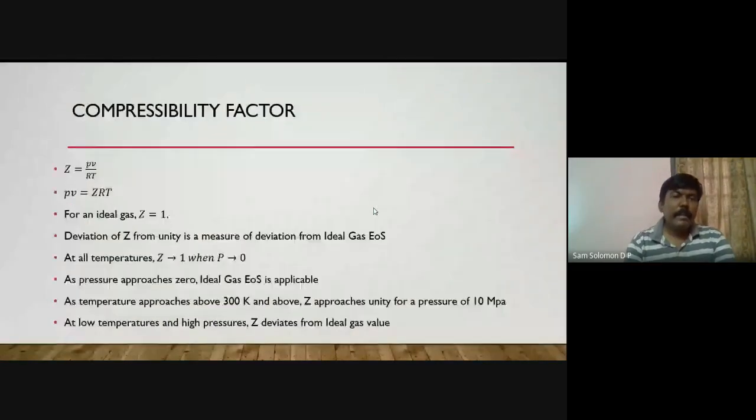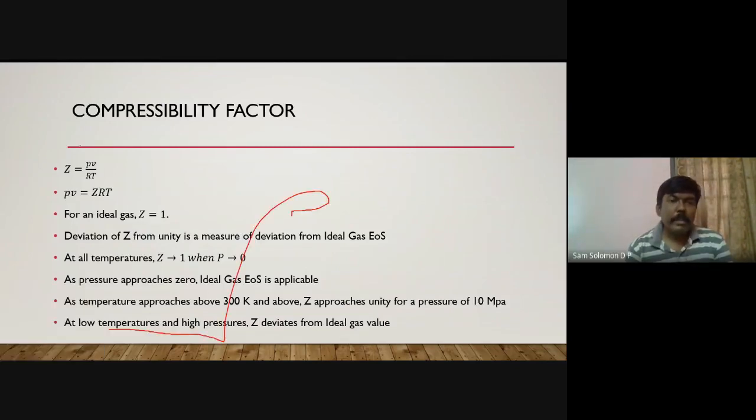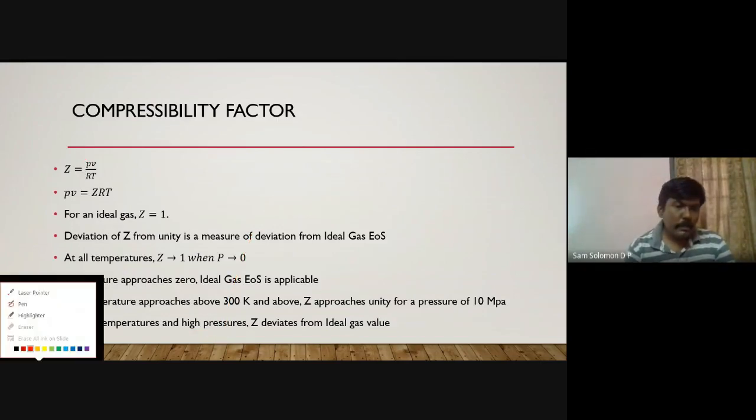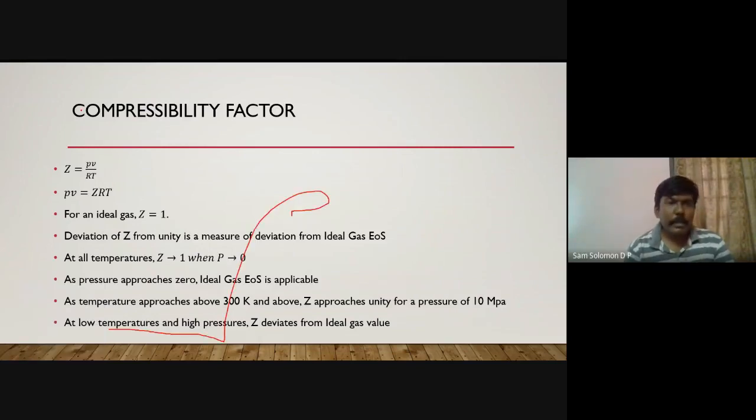Okay, and there is one another means by which we can identify the deviation from the ideal gas behavior, and we can do that by using something called compressibility factor. That is nothing but Z. Okay, and Z is equal to Pv divided by RT, P small v divided by RT. If you rearrange it, you will get Pv equal to ZRT.